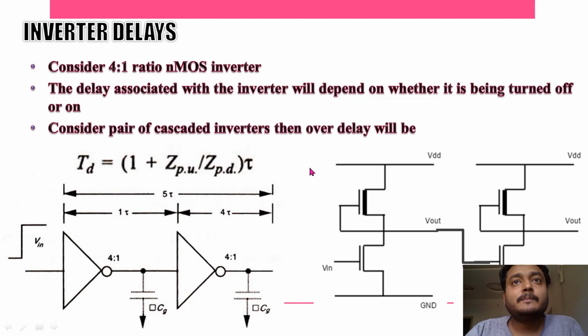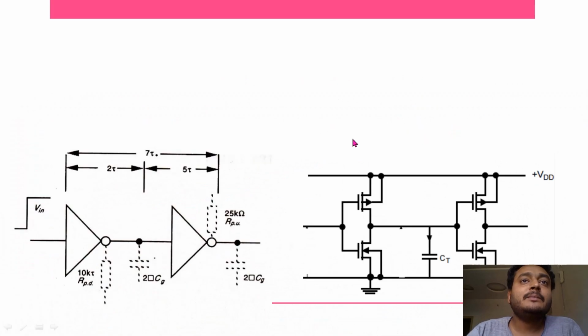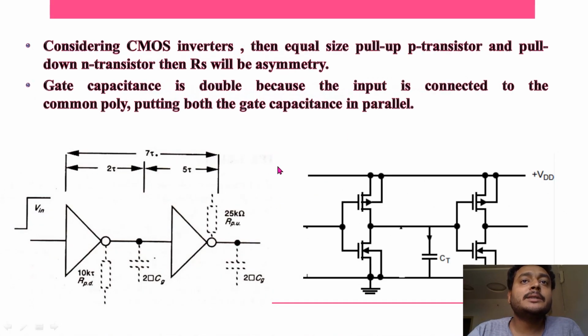So we will try to go for the CMOS inverter. In this case, we are considering CMOS inverters which have equal size of pull up and pull down network. Right, so there is no variation in the width W for PMOS and NMOS, both will be equal, that is the size of the pull up transistor, that is the P transistor, and the pull down transistor will be the same. So that means your RS will be in asymmetry in nature.